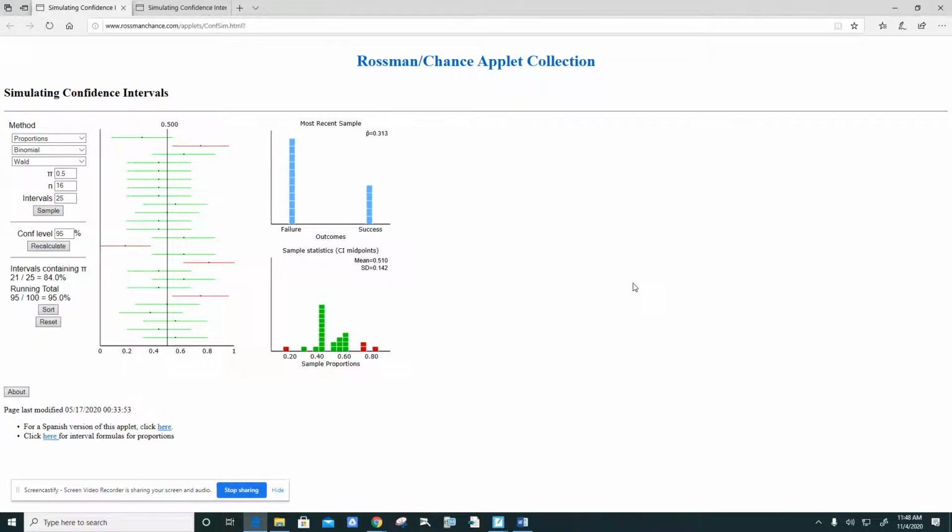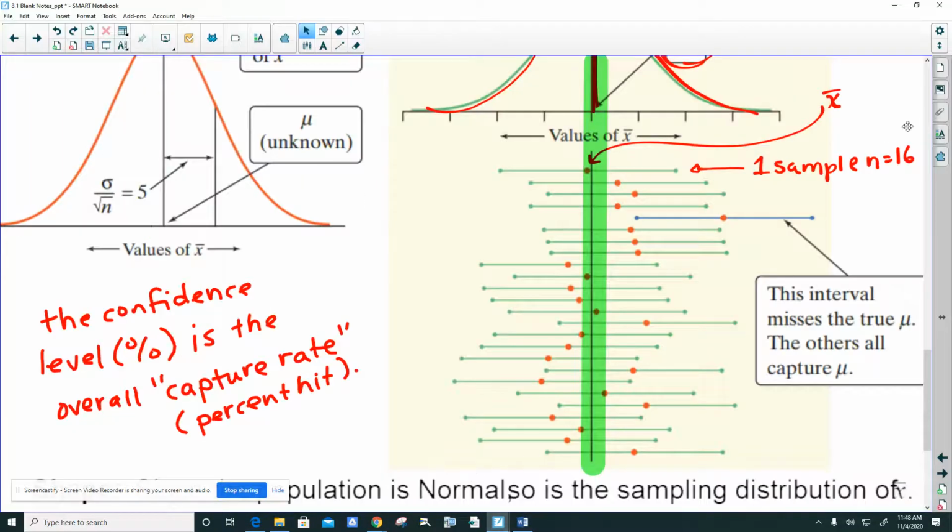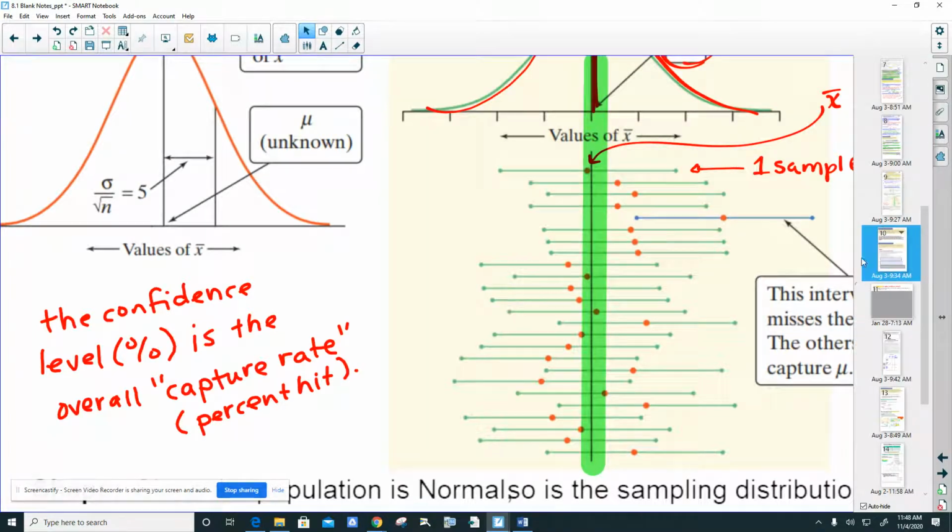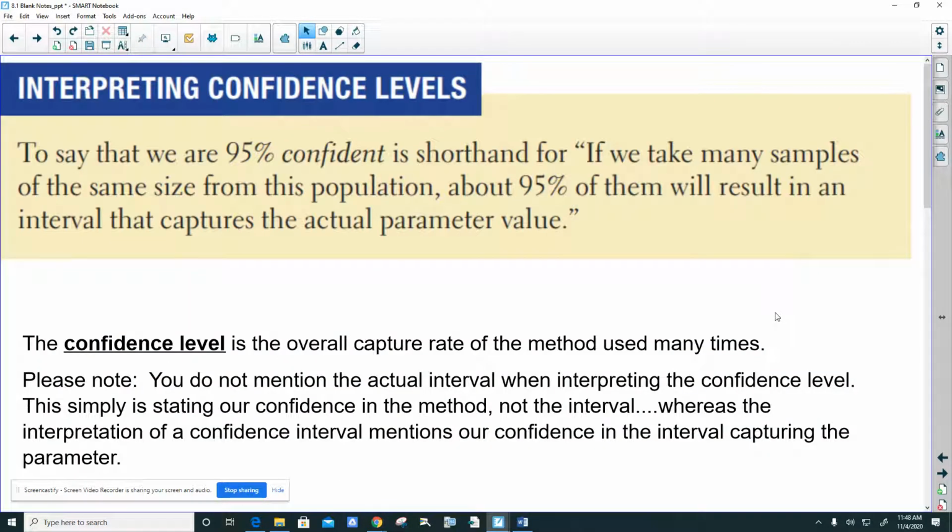Now you notice this last one that I just did, it only had an 84% capture rate, but when we talk about our confidence level, we would want to be referring to taking many, many samples. Again, they all have to be of the same size. These are all sample size 16. You'll notice my running total, though, is a 95% capture rate. So that's what we mean when we are talking about interpreting a confidence level.